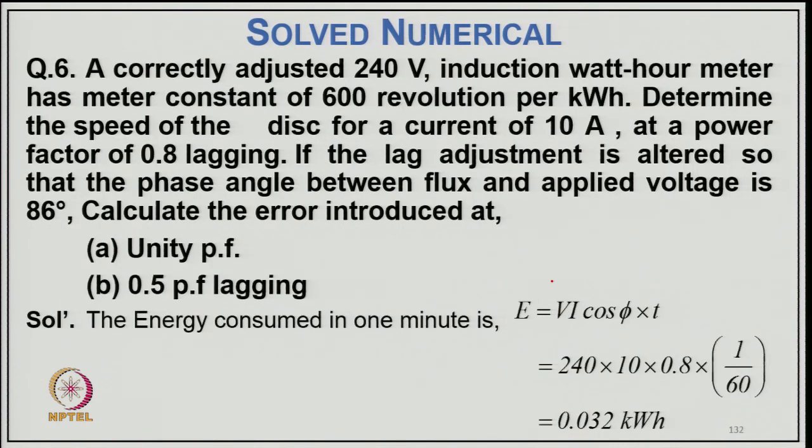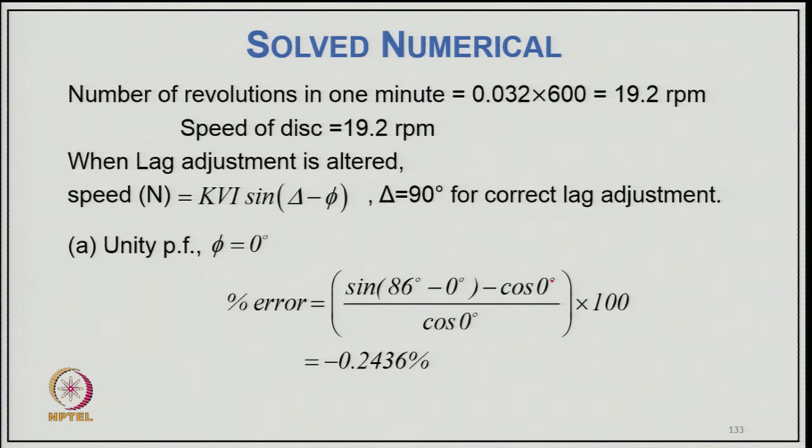2.17%. Now coming to example 6. A correctly adjusted 240 volt induction type wattmeter has a meter constant of 600 revolutions per kilowatt hour. Determine the speed of the disk for a current of 10 ampere at a power factor of 0.8 lagging. If the lag adjustment is altered so that the phase angle between the flux and applied voltage is 86 degree, calculate the error introduced at unity power factor and 0.8 lagging power factor. So energy consumed in 1 minute is equal to V I cos phi into T, that is 240 into 10 into 0.8 divided by 60 into 1000, so that comes to 0.032 kilowatt hour. Now the number of revolutions in 1 minute is 0.032 into 600, that is 19.2 rpm, and the speed of the disk is 19.2 rpm.